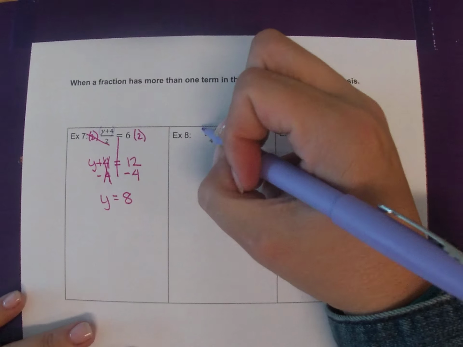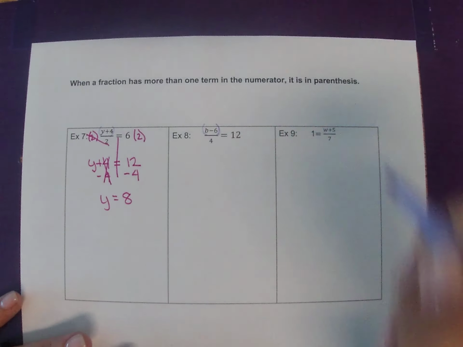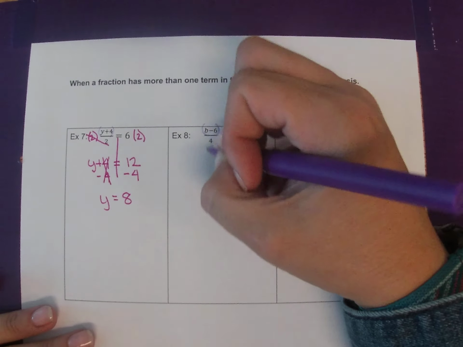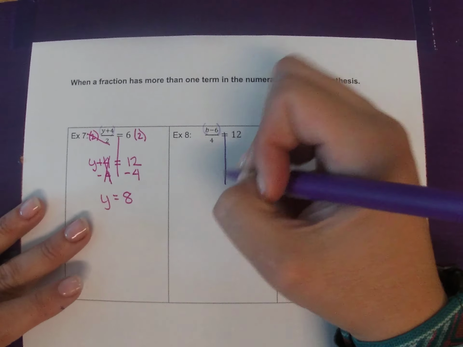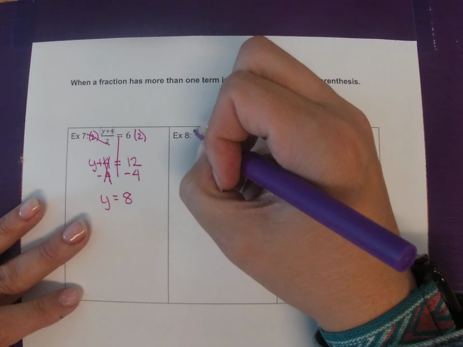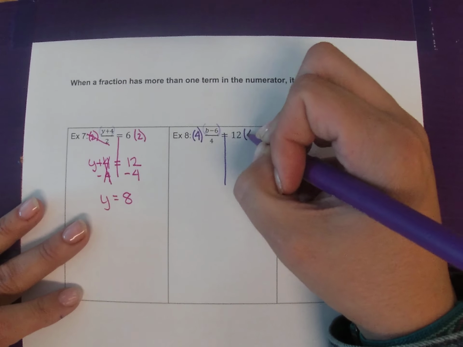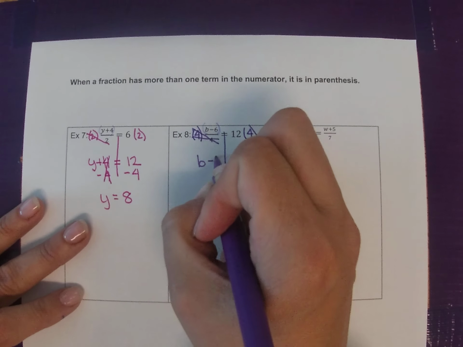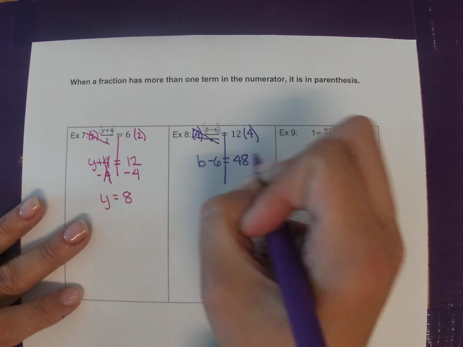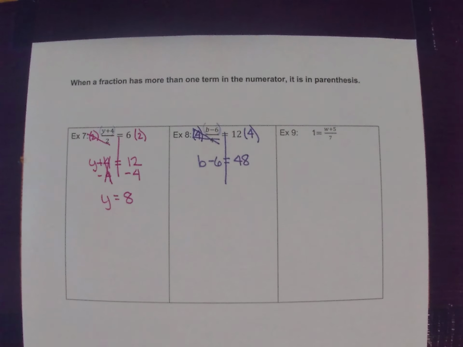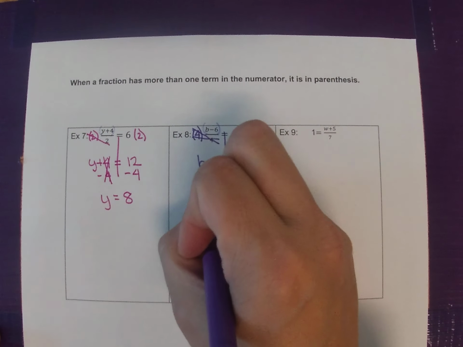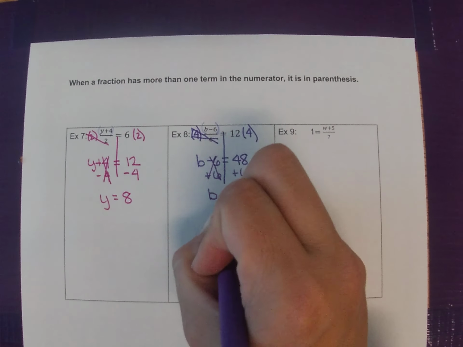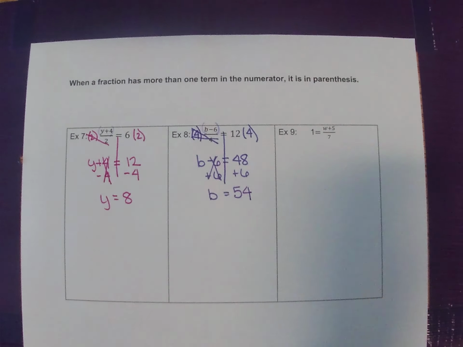So again, if we look at our next one, this has multiple things in the top of the fraction, which means this is really in parentheses. And parentheses come last, which means I need to move this 4 that's not in the parentheses first. This is attached with division. So I'm going to undo division with multiplication. So those 4's cancel. That says b minus 6 equals 48. Okay, then I'm going to undo my subtraction with addition. And then 48 plus 6 will give me 54.